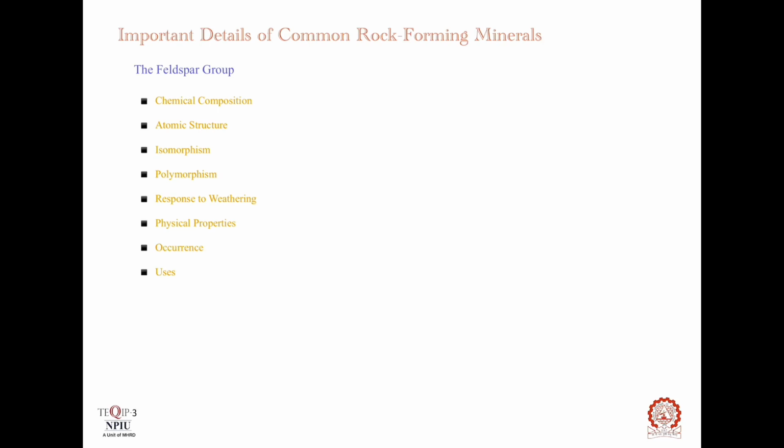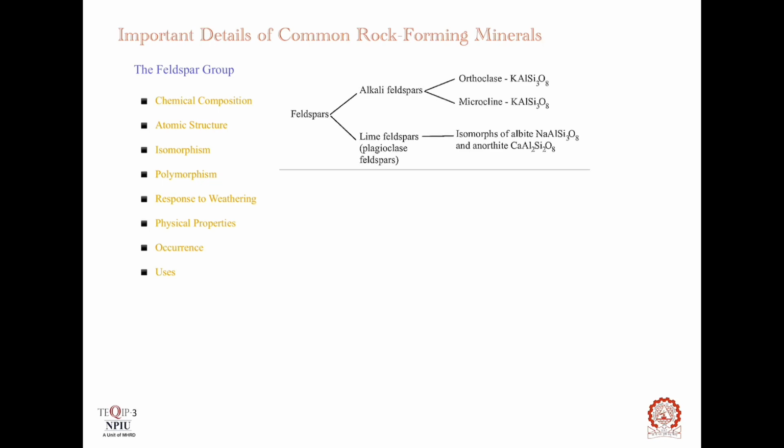So firstly we look at its chemical composition. Based on composition, all feldspars may be described as aluminium silicates of potassium, sodium, calcium, and rarely barium. These are split into two subgroups as alkali feldspars and lime feldspars. Among these two, alkali feldspars contain more silica than lime feldspars.